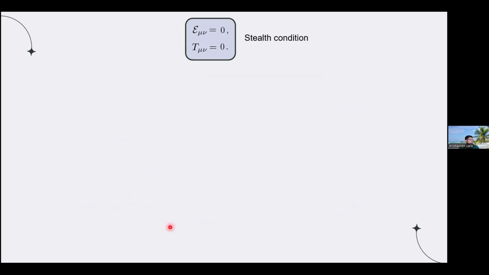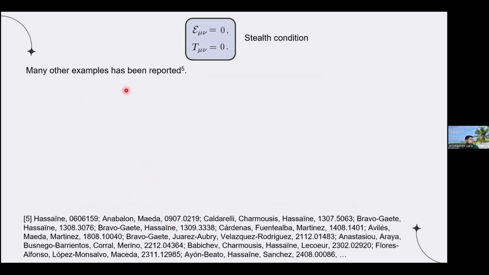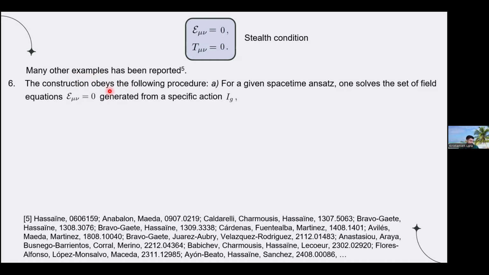And in this story, there are many other examples that have been reported and worked in different contexts. So the construction obeys the following procedure. Basically, this is step A: for a given spacetime ansatz, one solves the set of field equations E_μν equals 0. This is the story that one knows, generated from a specific action I_G.